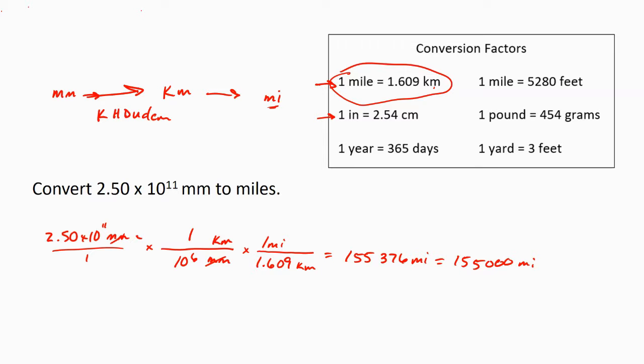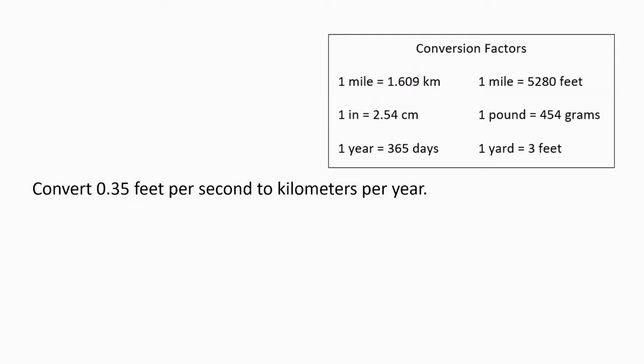All right, and let's look at one more example here of our factor labeling. And this time it is to convert 0.35 feet per second to kilometers per hour. So now, keep in mind, we're trying to go feet per second to kilometers per hour, or per year. And so that does mean that we need to go first in terms of our distance. The important things that we need to know is how to go from feet to kilometers.